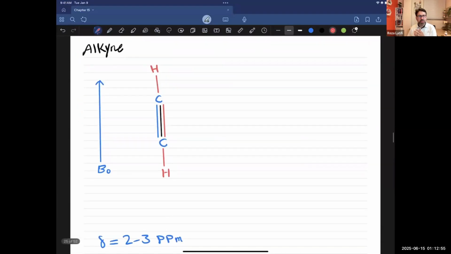Okay, how about the alkyne? The alkyne molecule is completely linear. When you put it in a magnetic field, the axis of the carbon-carbon bond will be aligned with the magnetic field. And you can have a circulation of the pi system whenever you apply the magnetic field, and it's going to circulate in this direction. And this is going to create a magnetic field for us, and I can draw it this way.